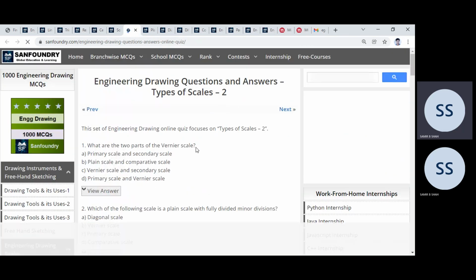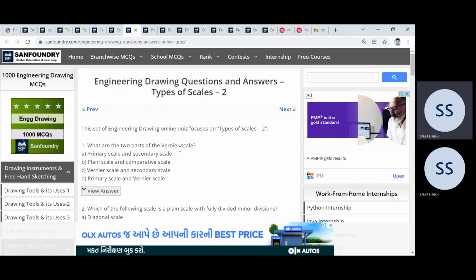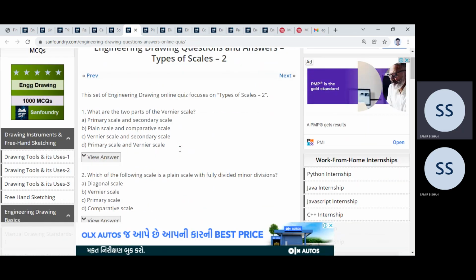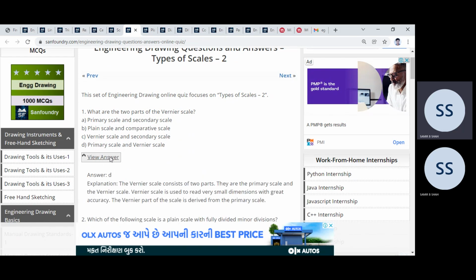Okay, it's not the minimum. Now, next one, that is based on scale. What are the two parts of the vernier scale? Okay, actually it's not part of your curriculum, but sometimes due to the scale it may be asked.